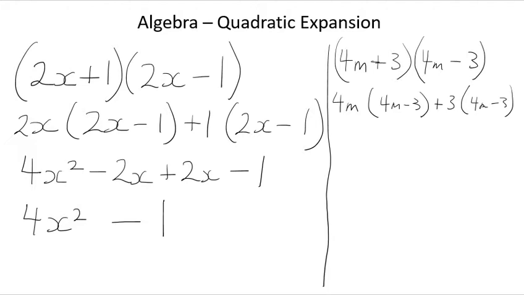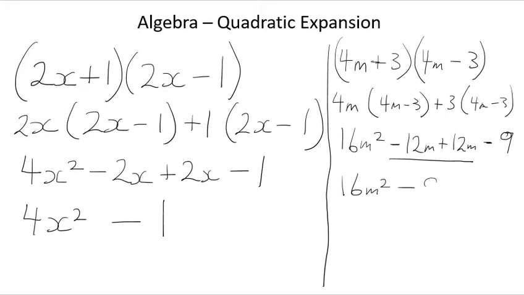Hope you all get that. So 4m times 4m will give us 16m squared. That makes it a quadratic expansion, right? Because we have our highest power being squared. And then we're going to take away 12m, and then we have plus 12m, and then we have minus 9. So when we simplify, we have 16m squared. They will cancel each other out, because -12m plus 12m will give us nothing, minus 9.